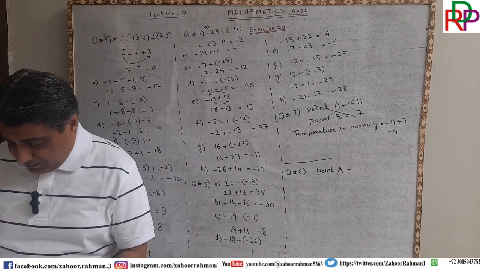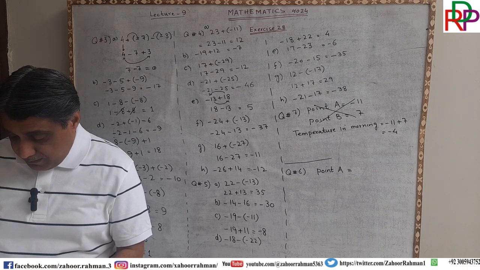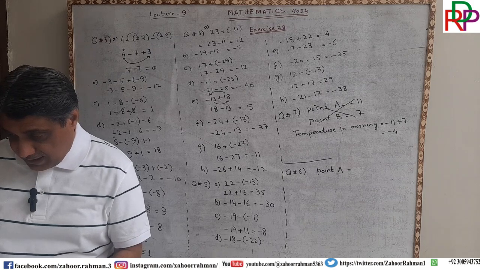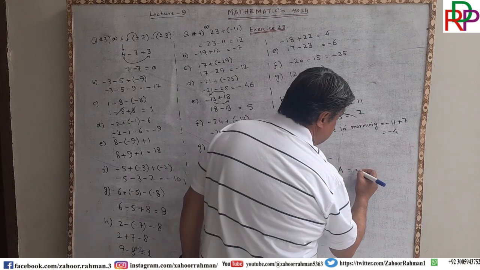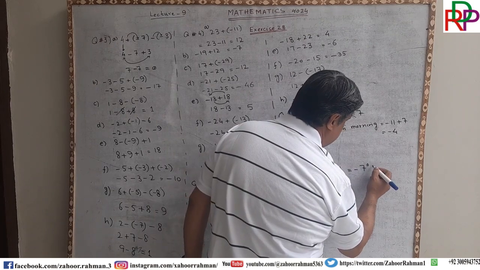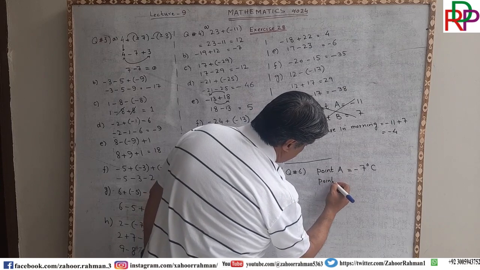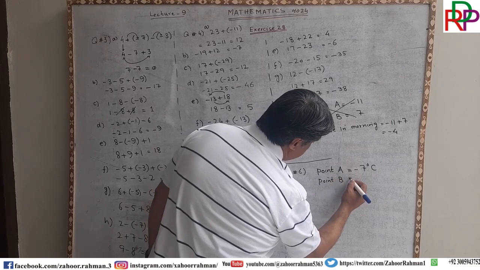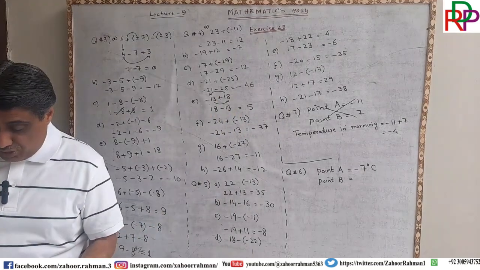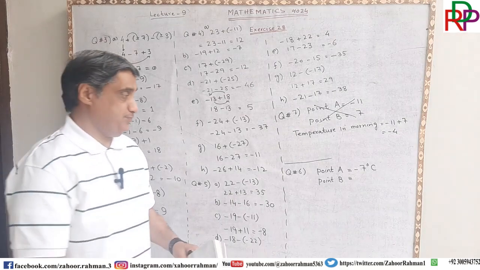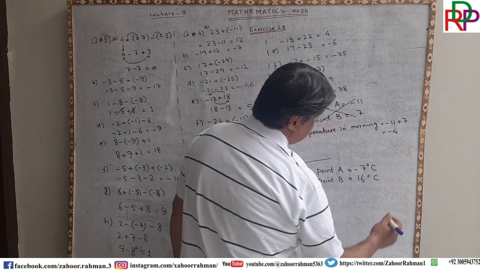Point A, if you see, is showing minus 5, minus 6 and minus 7. Yes, minus 7 degrees Celsius. And what is point B showing? Point B is showing positive 16 degrees Celsius.